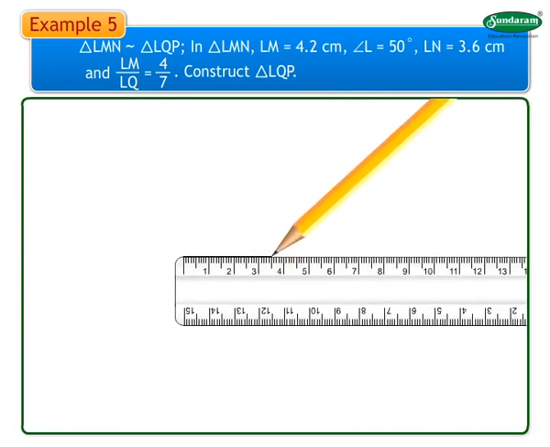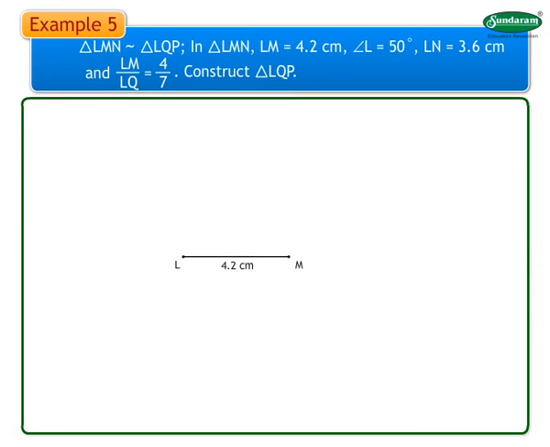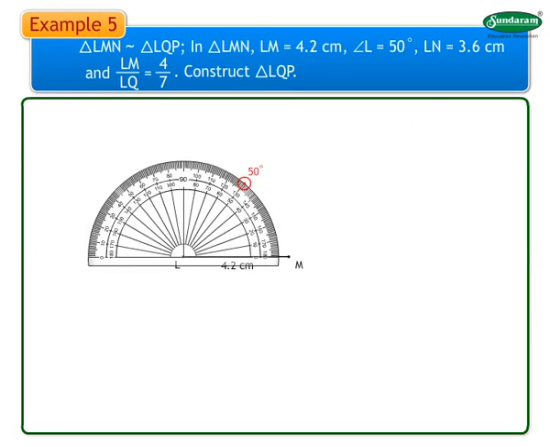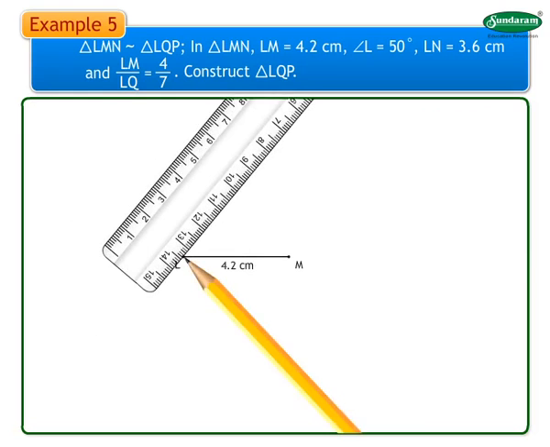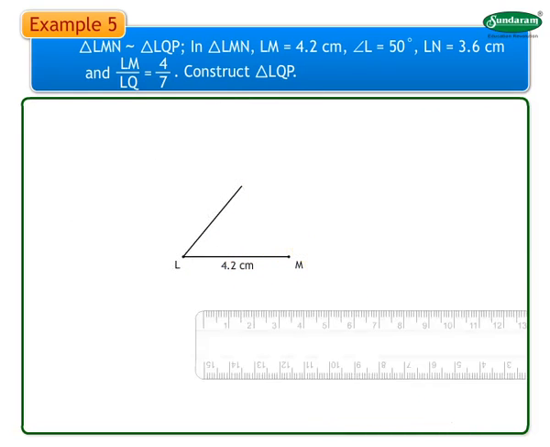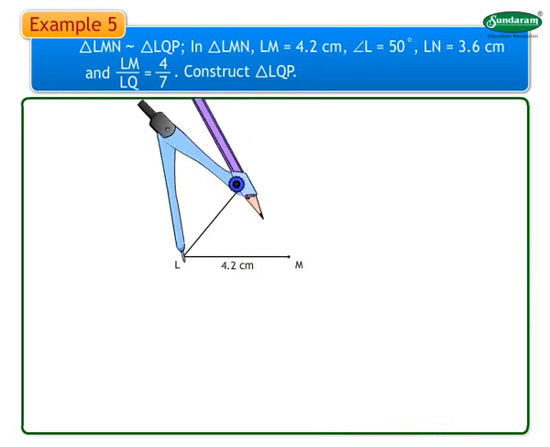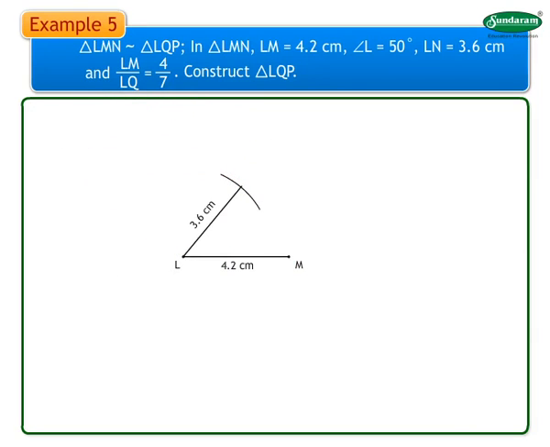of 4.2 centimeters. Draw an angle L of 50 degrees. Keep the point of compass on point L and taking 3.6 centimeters as measure, cut an arc at point N. Now join NM. Thus, triangle LMN is the required triangle.